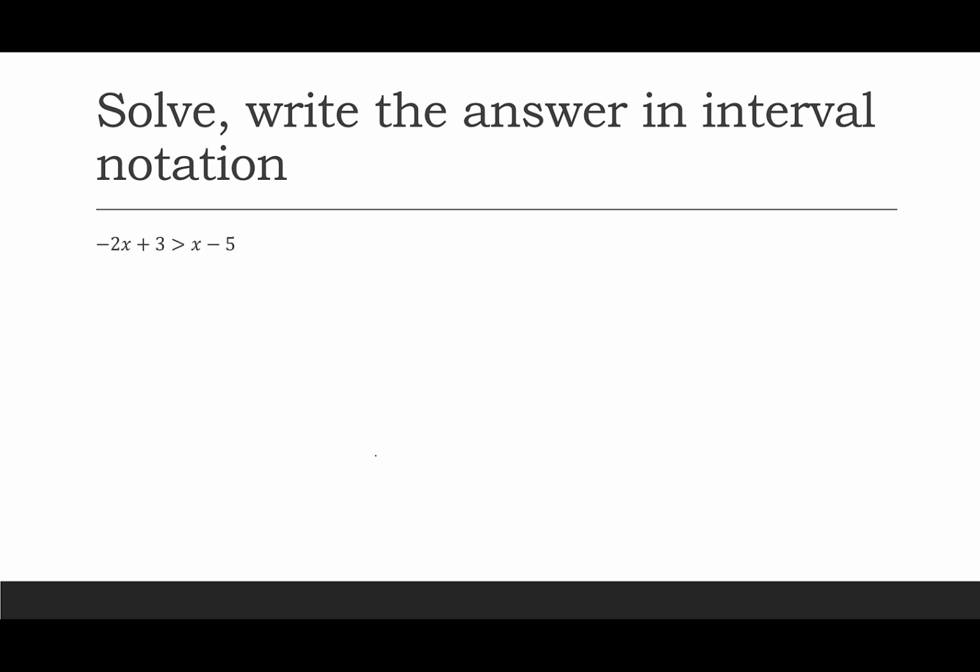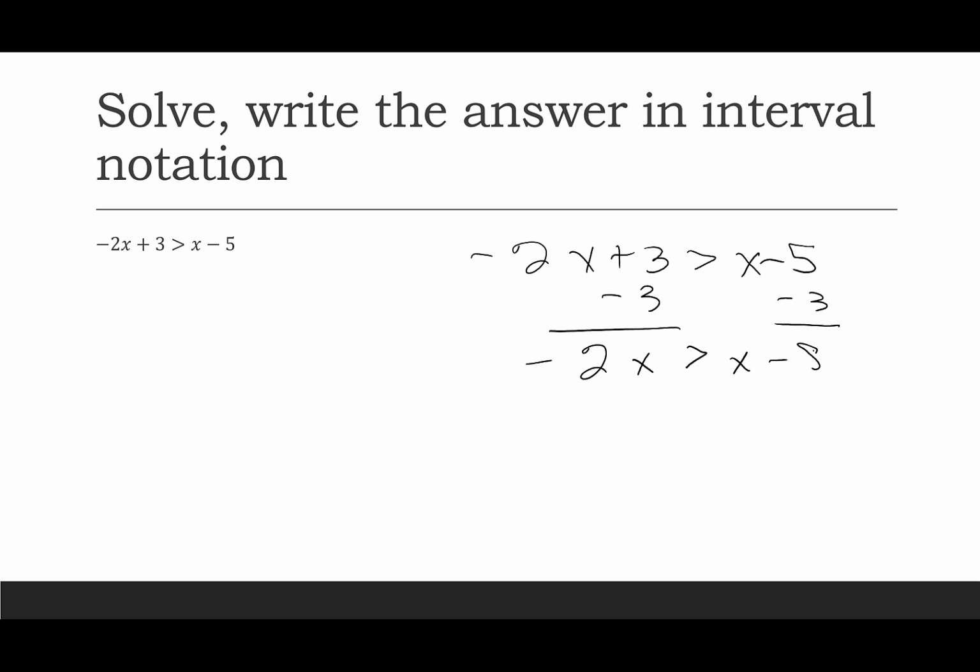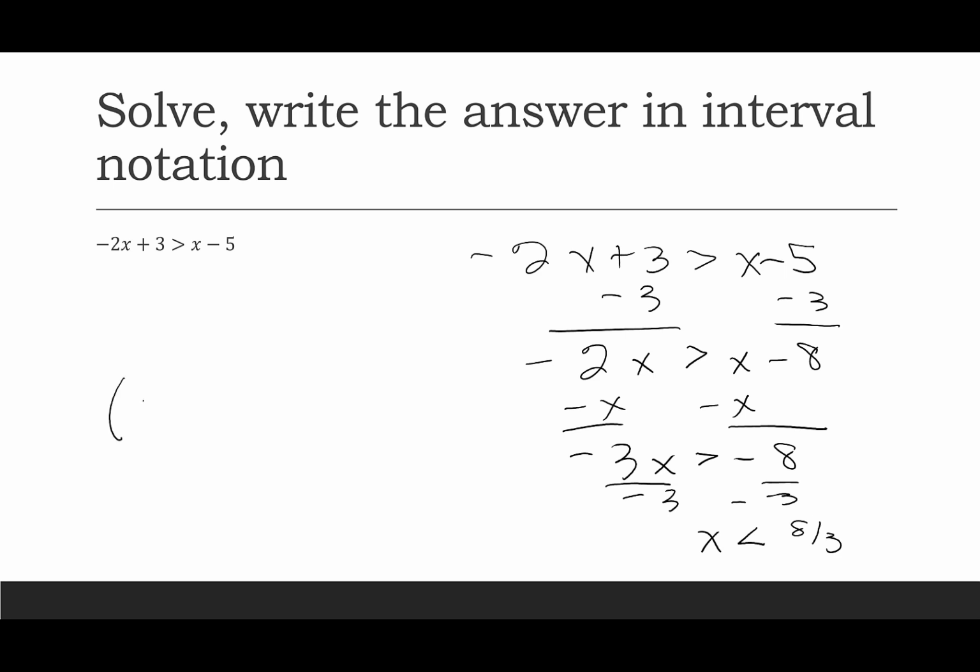The next one says -2x plus 3 is greater than x minus 5. Let's subtract 3 from both sides. I have -2x is greater than x minus 8. Then I subtract x. I have -3x is greater than -8. When I divide by -3, I need to remember to flip the sign, so now x is less than -8 over -3, which is 8 over 3. When I write this in interval notation, I say -infinity to 8 over 3, both open parentheses.